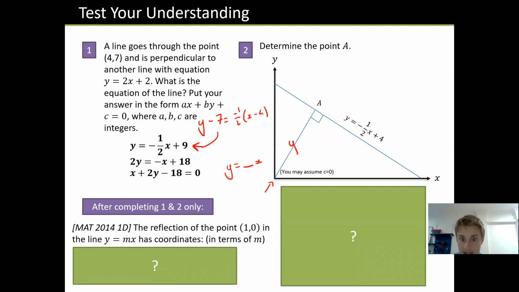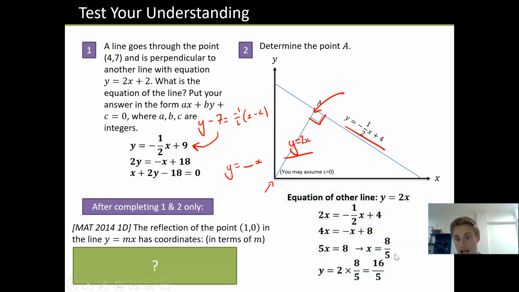This one here, this line is y equals 2x because they are at right angles to each other. If you solve these together simultaneously, you will find point A. Point A, you'll get x as 8/5. Don't forget to substitute it back in to get an x and a y, okay? When they say the point, really, they mean the coordinate. So the coordinate is 8/5, 16/5. The MAT question, we're not going to do in a video.